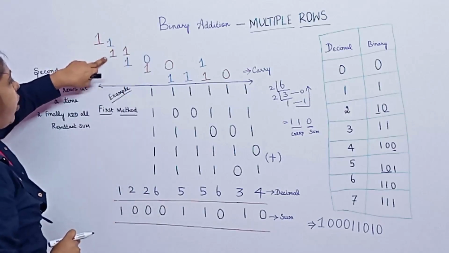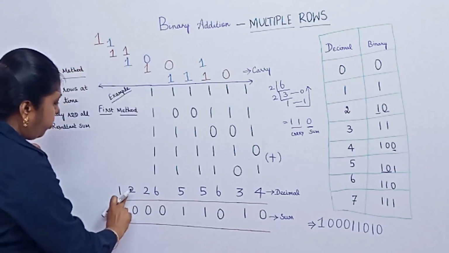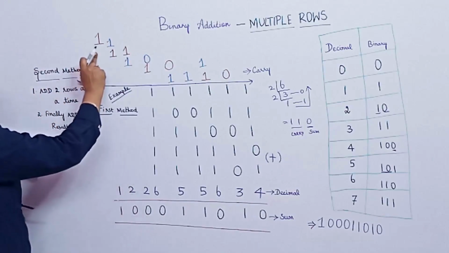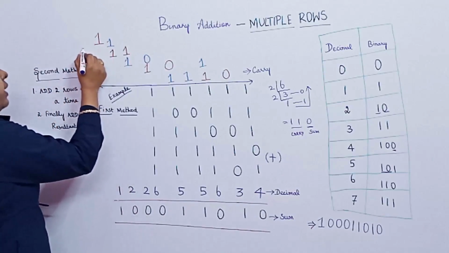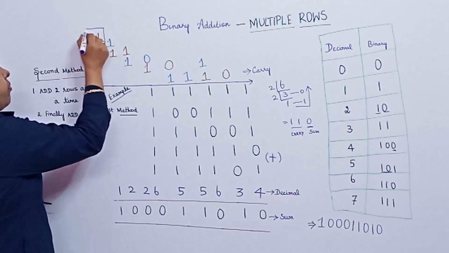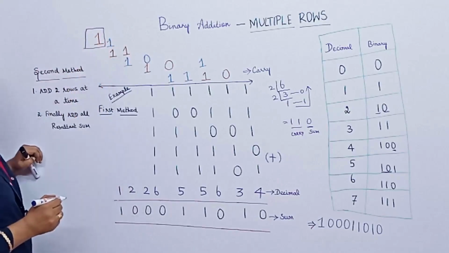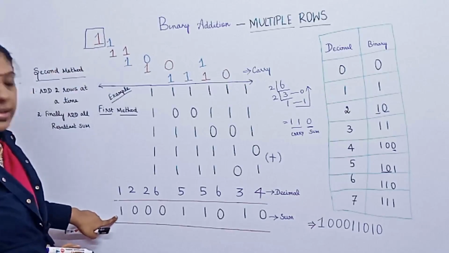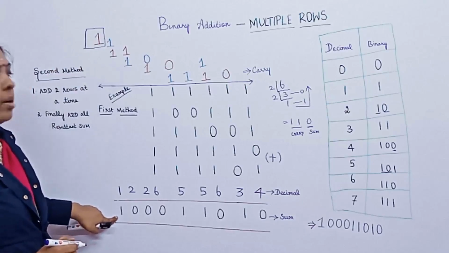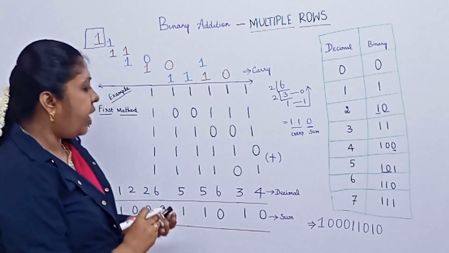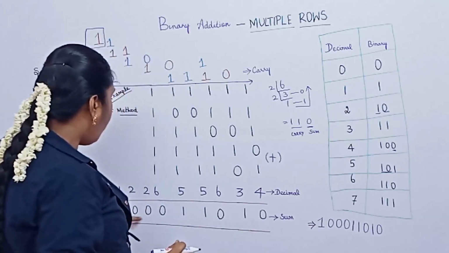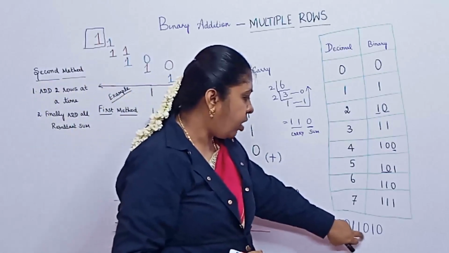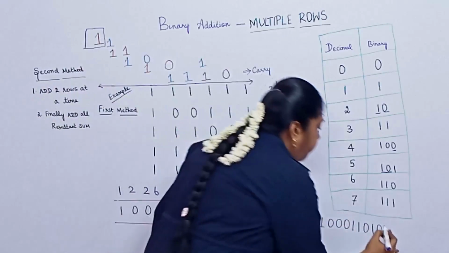So again 1 plus 1, 2, again 2 is 10. So 0 is represented here and the final 1 is represented here. There is no other carry here. This is the final number. So 1 is directly written here and 1 is the final resultant sum. So the final answer will be 1 000 0 110 10. That is 1 000 0 110 10.